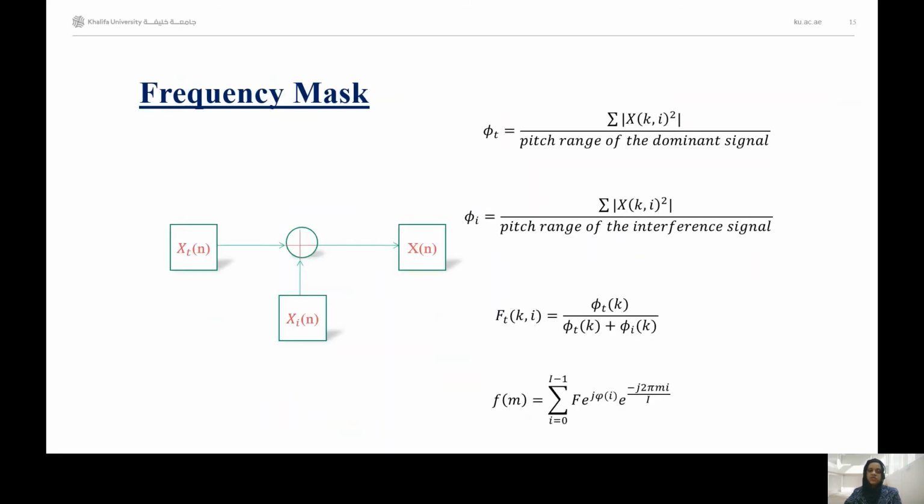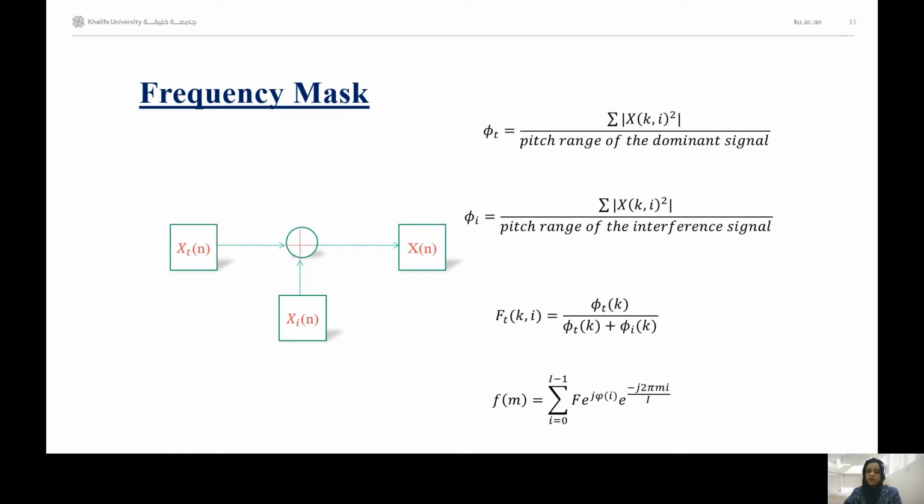Next, we move to the third section of our proposed system, that is the filter design. Here we are using a frequency mask based filter design, which is a dynamic filter designed based on the mean modulation spectral energy over the pitch frequency of the dominant and interfering signals. Here phi_t represents the mean modulation spectral energy over the pitch frequency of the dominant signal and phi_I represents that over the interfering signal. Once we have the values of phi_t and phi_I, we can easily compute the frequency mask: f_t(k,i) is equal to phi_t(k) divided by phi_t(k) plus phi_I(k).